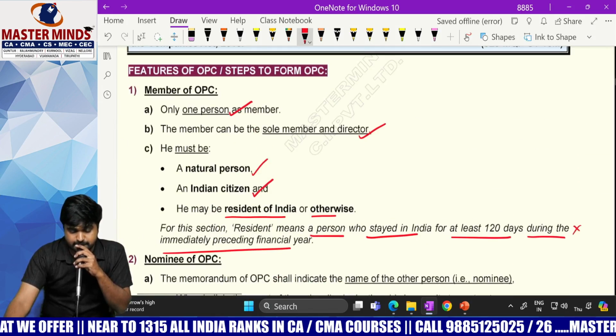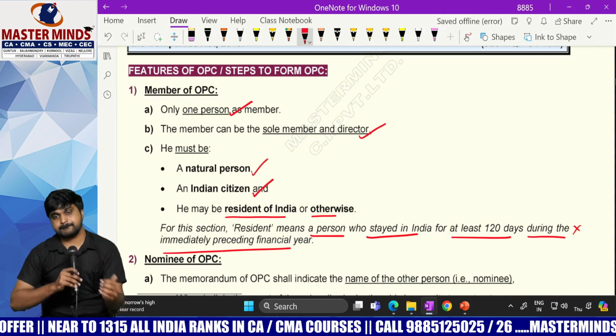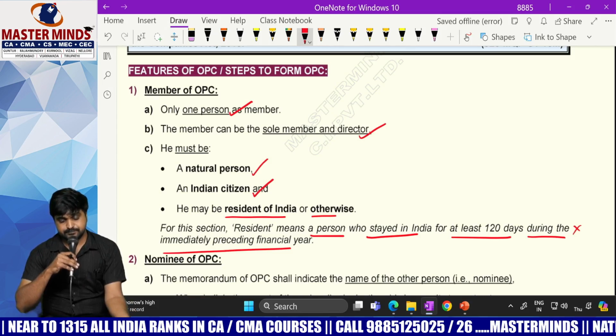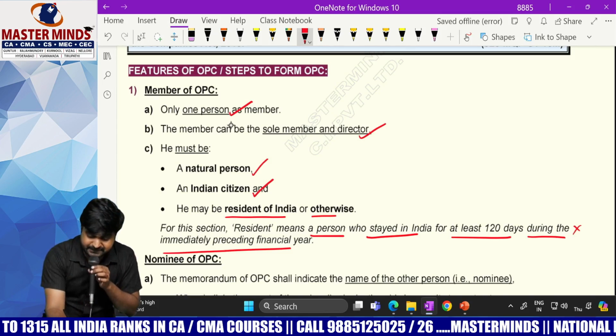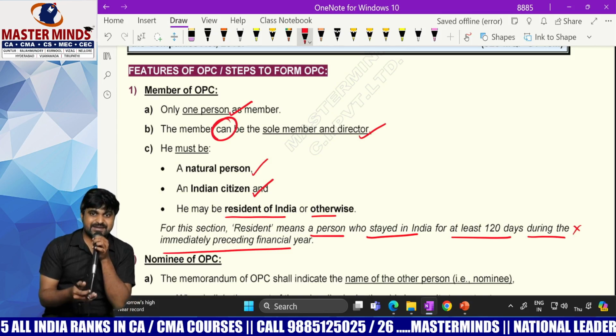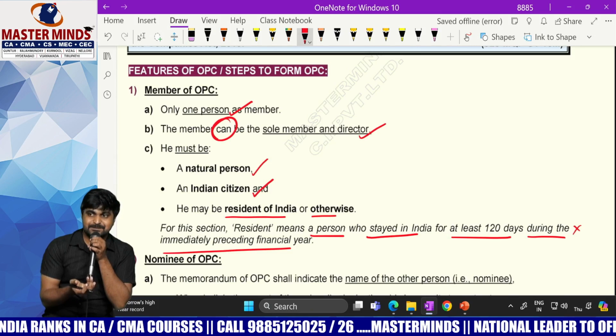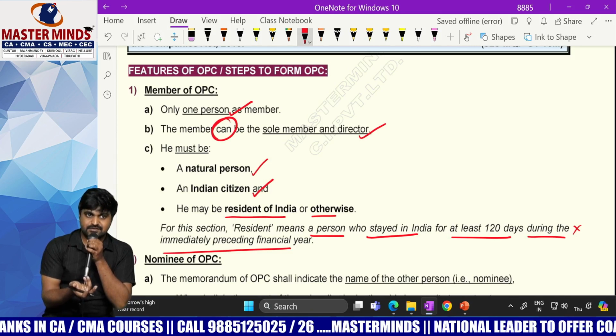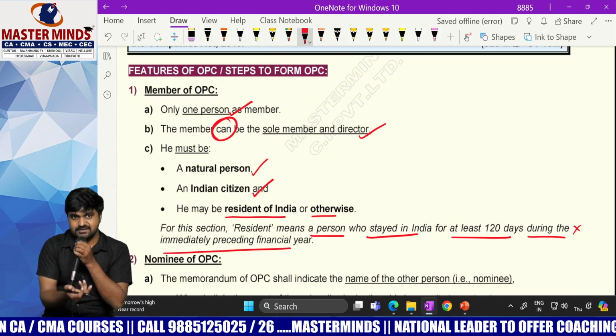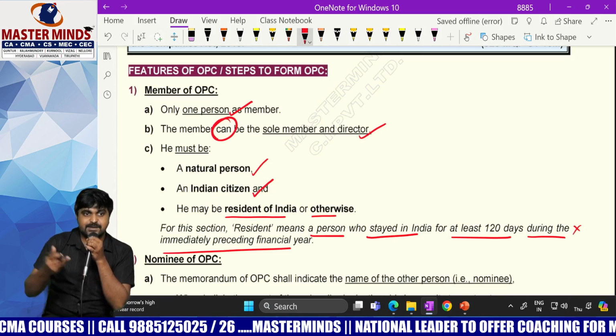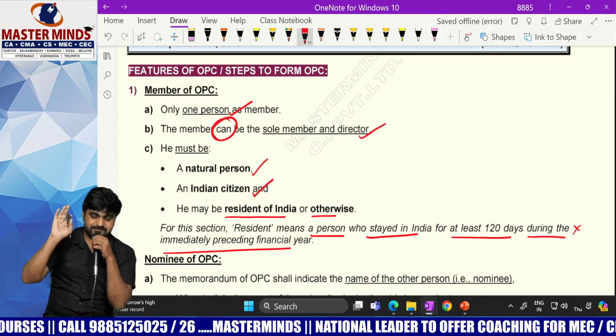Continue. Member of OPC. Only one person is a member. The member can be the sole member and director. So it is "can be." What is meant by "can be"? May or may not. If he wants to become director, he can. Otherwise, he can appoint some other person as director.